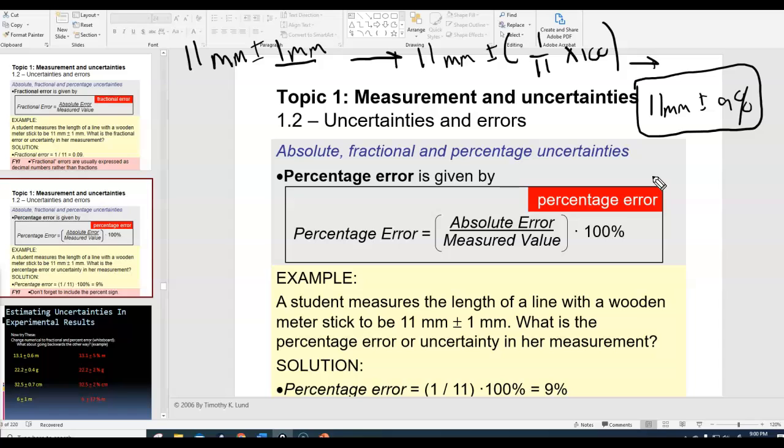Okay, so I much prefer to work with percent uncertainty compared to fractional uncertainty because 9% makes more sense in my mind. Okay, I know exactly what that 9 represents. It represents 9% of my measured value, which in this case is 11 millimeters. Okay, so pause there if you need to take a look at that. And then just take a look at some practice.